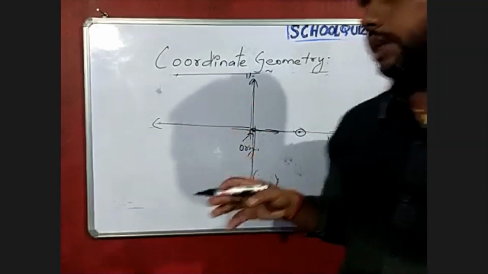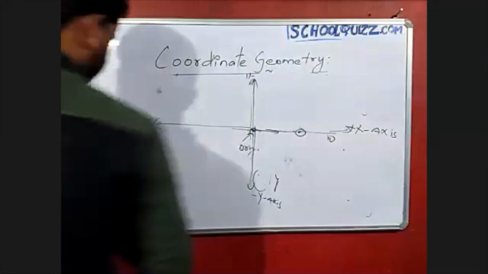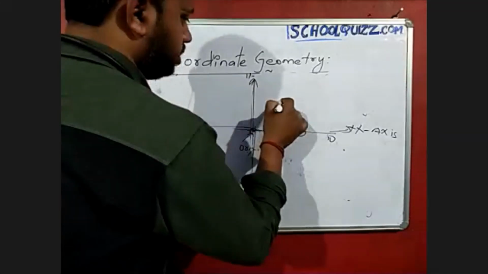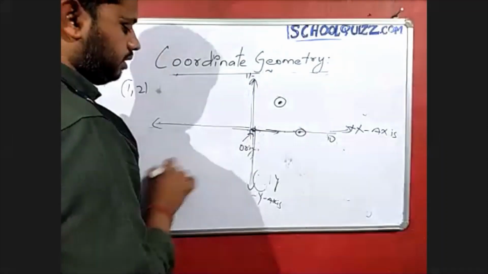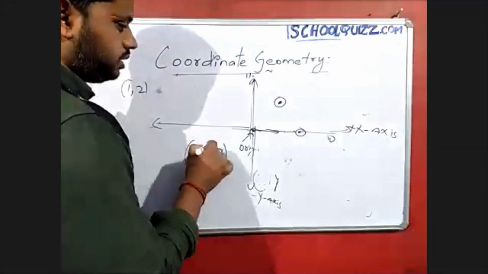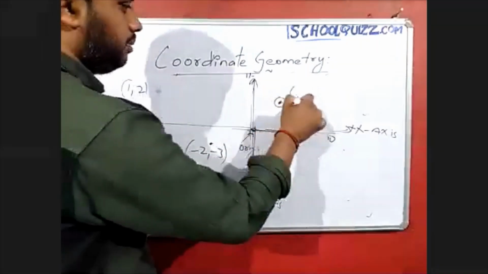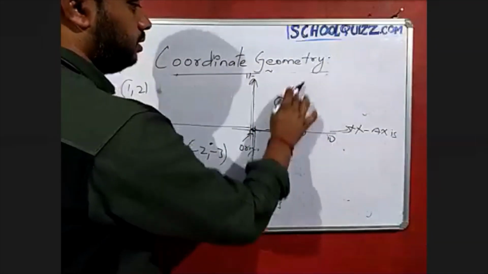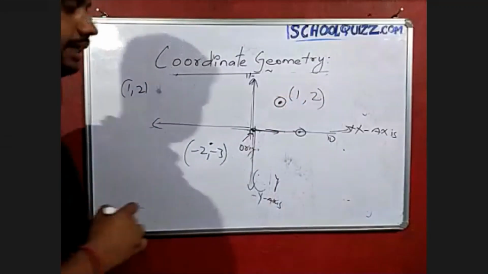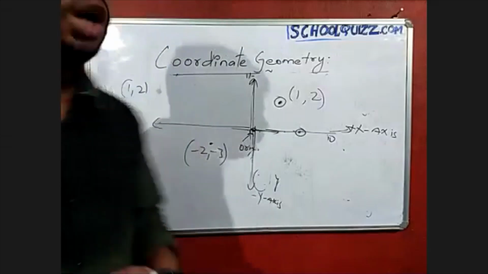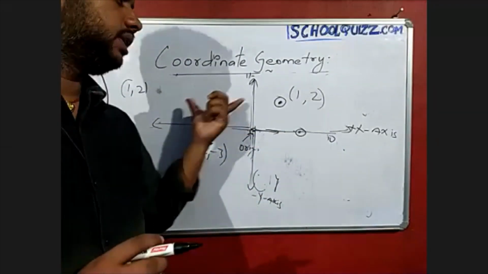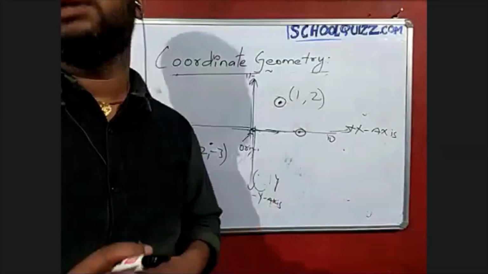Suppose they ask you to find the distance between 2 points. Suppose they mention 1 comma 2, positive points, and another point is suppose minus 2, minus 3. This will be 1 comma 2, and this point is there. So in the 9th class, what we learn is how to plot points on the coordinate system. Now in the 10th class, based on that coordinate system, we will find some applications.